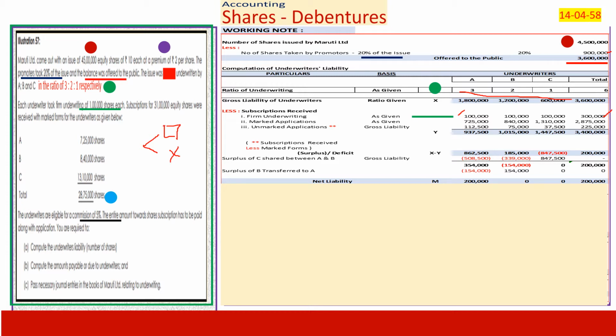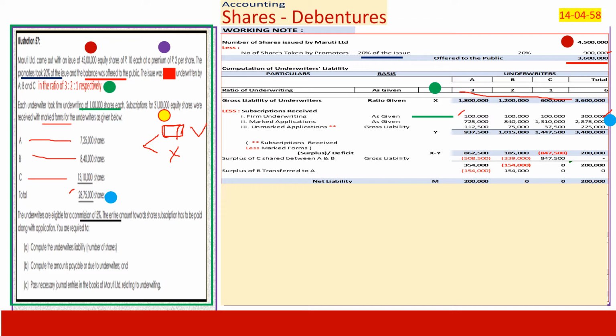If the application has the stamp of the underwriter, he gets a direct credit in respect of the 28,75,000 received on marked forms. These are marked with the underwriter's name. That is 28,75,000, and the specification is given. A got 7,25,000, B got 8,40,000, C got 13,10,000. We will give them credit for whatever they received.